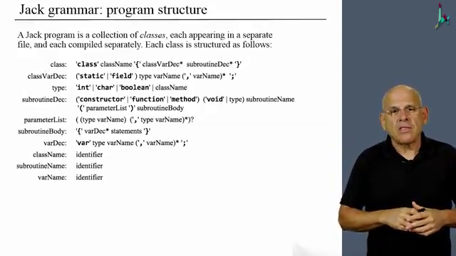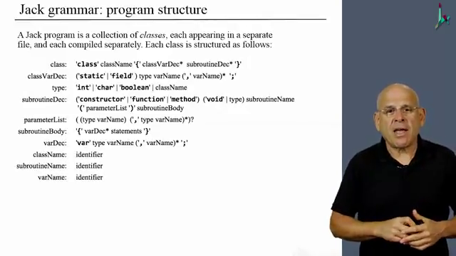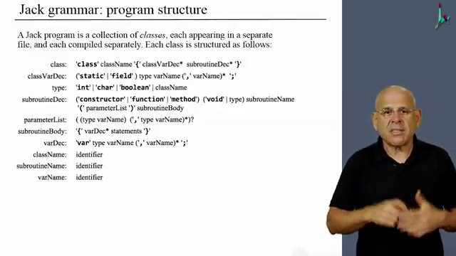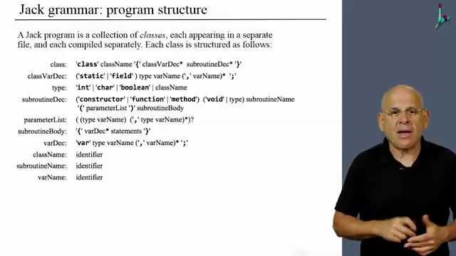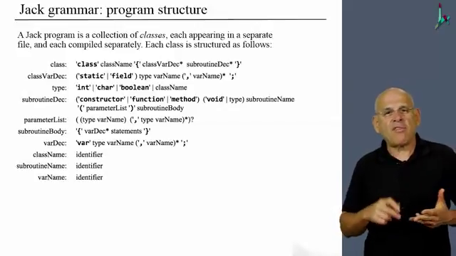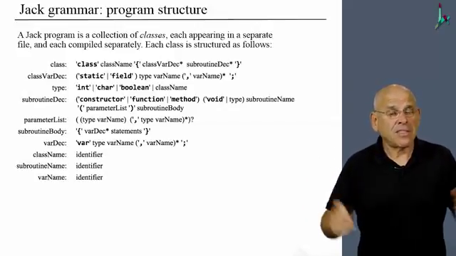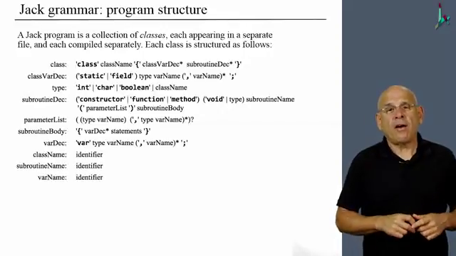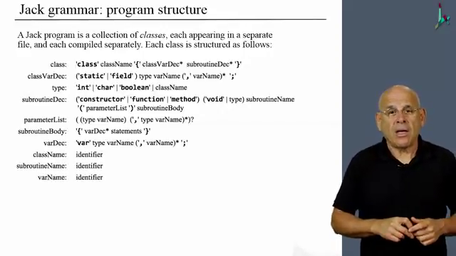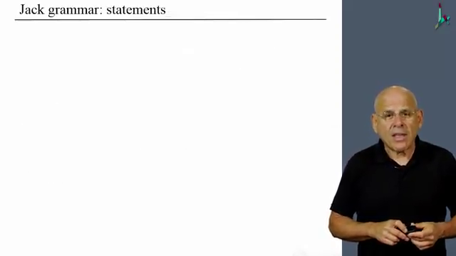So you see a few more rules here and a few more terminals that describe what it takes to be a class name, subroutine name, and variable name, and that's it. That's the definition of the program structure in Jack. Okay, what else do we have?